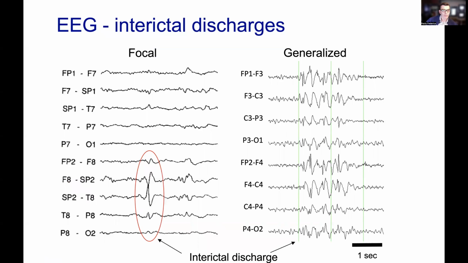The goal of obtaining an EEG is to determine whether the patient has epilepsy by recording the presence of what are called interictal discharges, which are brief abnormal electrical discharges that can be seen on EEG in between seizures. If it arises in one area of the brain, such as here, this is a focal discharge, and this would be consistent with a focal epilepsy. And if you see more widespread discharges, such as here, this would be more supportive of a generalized epilepsy.